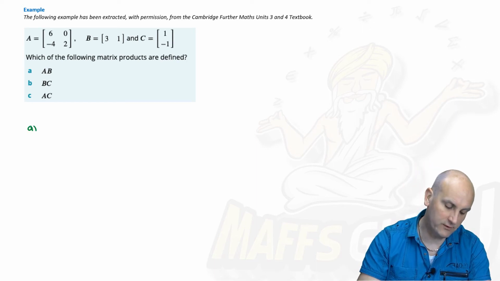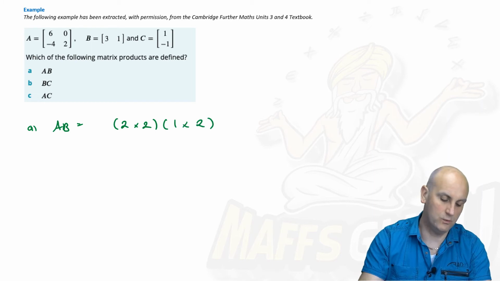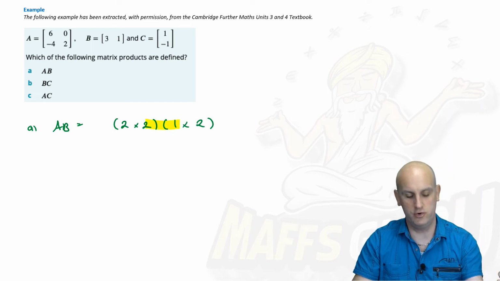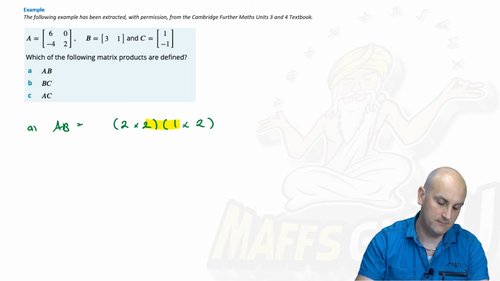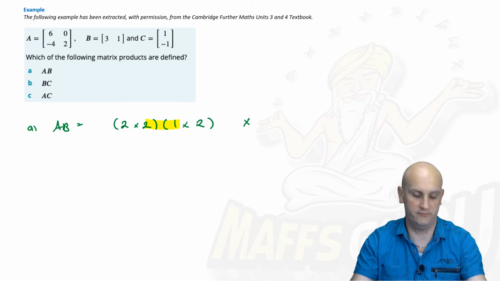All right, so AB. So let's do that first. So AB, what's the order of A? It is 2 by 2. What's the order of B? It is 1 by 2. And so when we look at those two, are they the same? Nope. And in which case A, B is not defined. And we would write that in the exam. We wouldn't just put a cross, you'd write not defined.